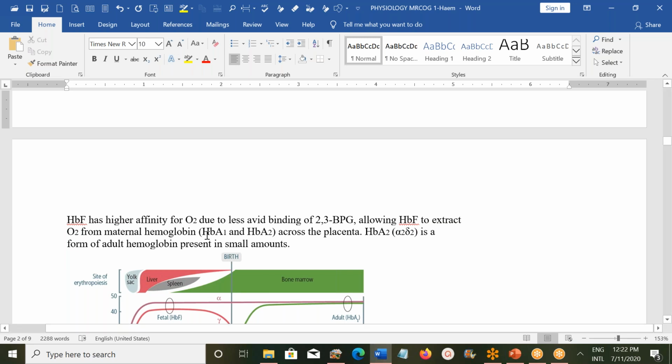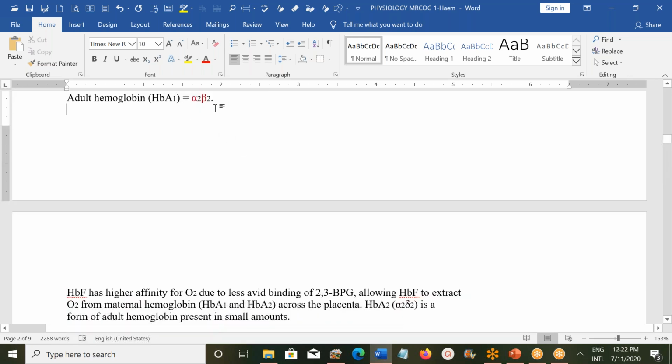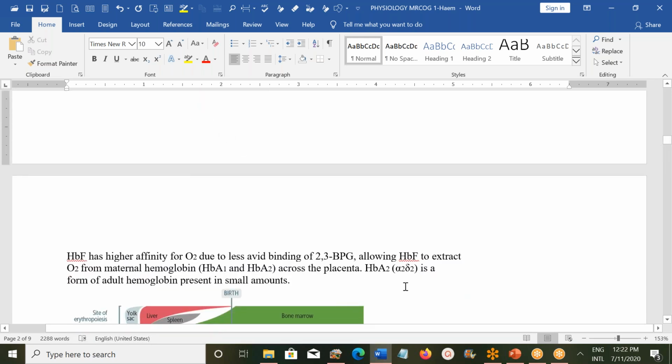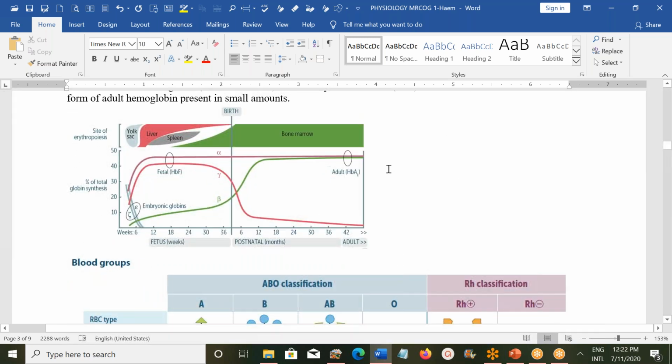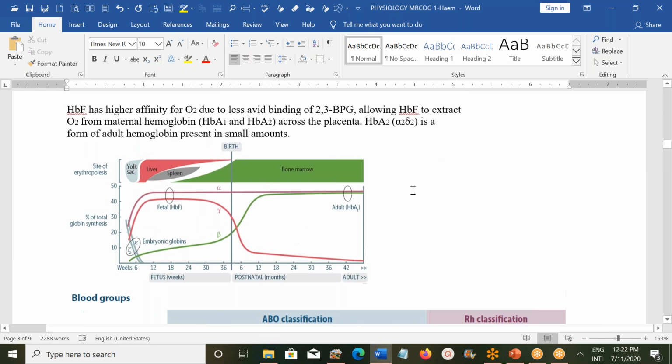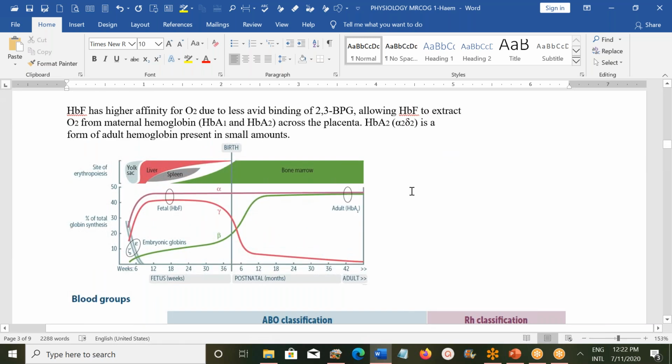If you look at hemoglobin A2, hemoglobin A1 is alpha 2 beta 2, and here you have alpha 2 and gamma 2. This is a form of adult hemoglobin which is present in very small amounts, so it is not going to affect anyone. Then the fetal hemoglobin has high affinity for oxygen because it is not binding to 2,3-bisphosphoglycerate very tightly. So what will happen?